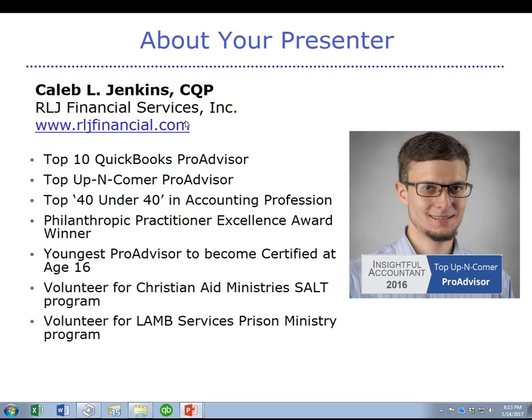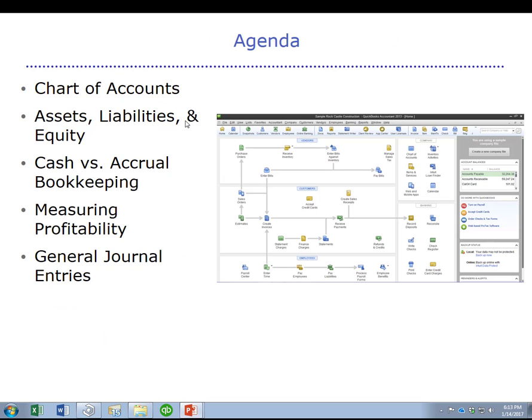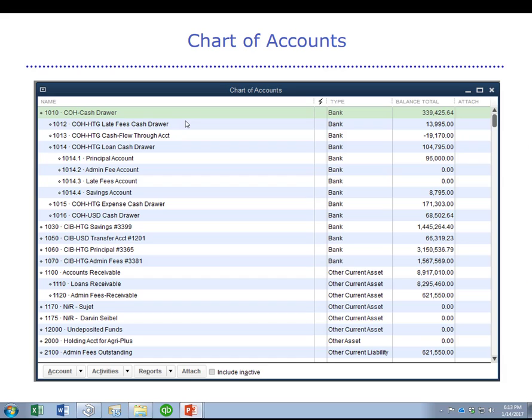For today's agenda, we will be covering the chart of accounts, assets and liabilities and equity, cash versus accrual bookkeeping, measuring profitability, and entering journal entries.